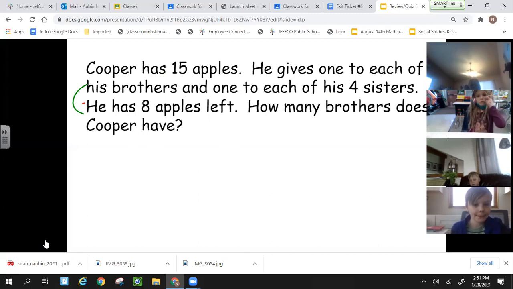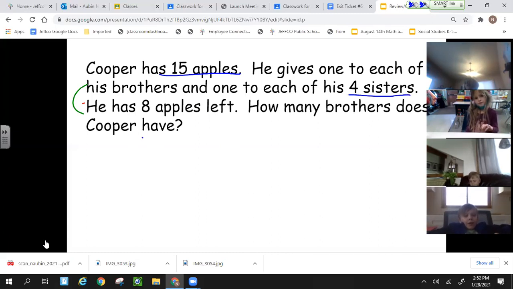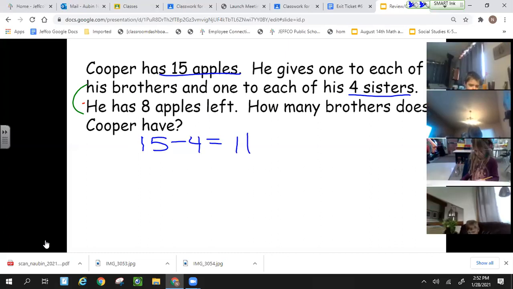All right, Sunny, what do I need to do? Since he has 4 sisters, he gives 1 to each of them. Okay, Sunny said since he has 4 sisters, you give 1 to each of them. So what is that going to look like? 15 take away 4 equals 11. So he has 11 apples before he gives them to his brothers, right? Or his sisters. Well, he gave 4 to his sisters. We need to know how many brothers.